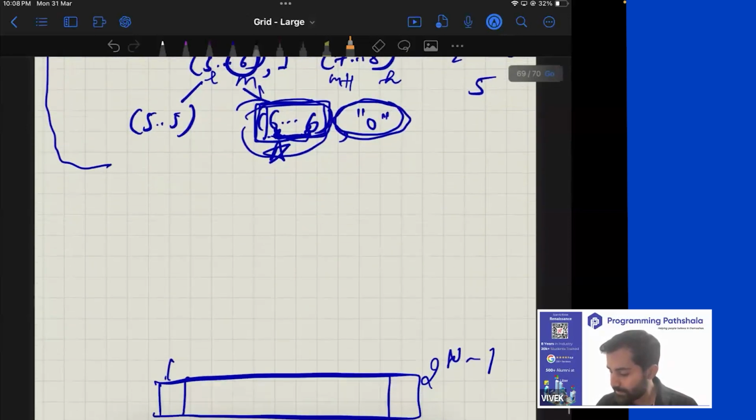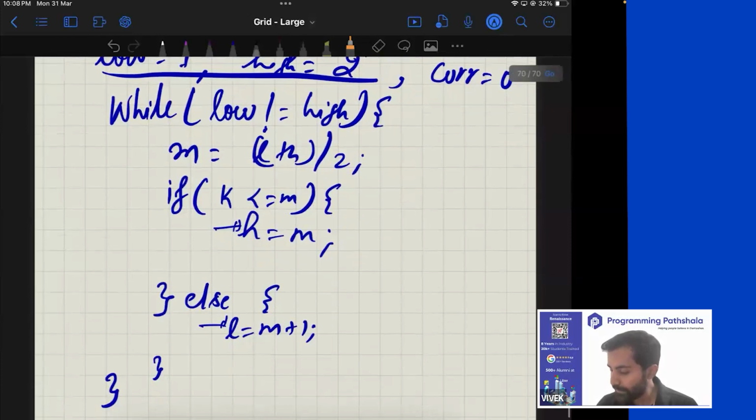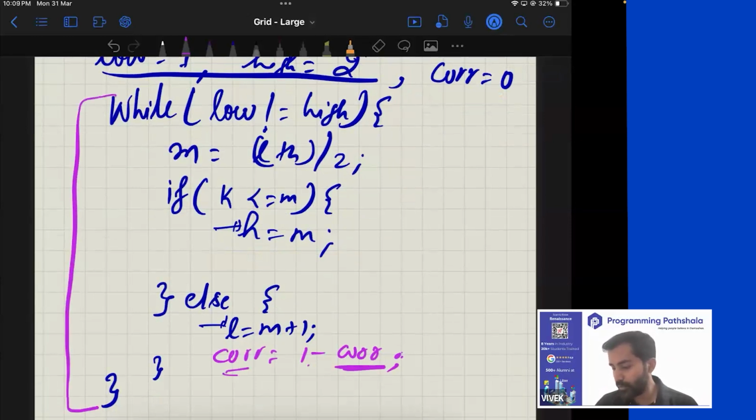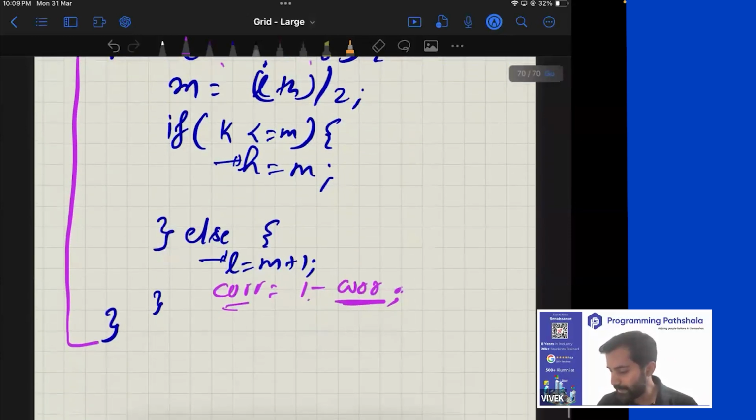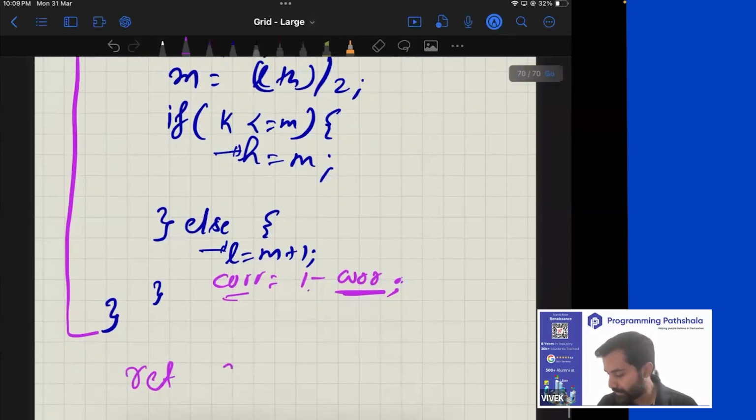So what I'll say is that if I am going left, I'll not change my current. And if I'm going right, in one line, I can change it. I can say current equals to 1 minus current. See, automatically, if it is 0, 1 minus 0 will become 1. And if it is 1, 1 minus 1 will become 0. Finally, when this loop is over, low and high would have become equal. At that point of time, I can return current and the job would be done.